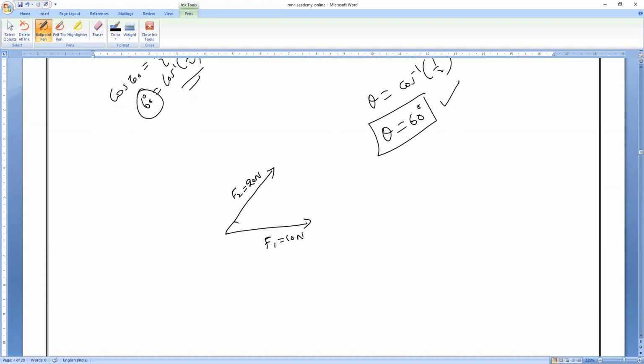Now, the angle between them is 60 degrees. Then find F2 minus F1, the change in F1. So you cannot find subtraction directly. So what you have to do, guys? F2 plus minus F1. Clear?